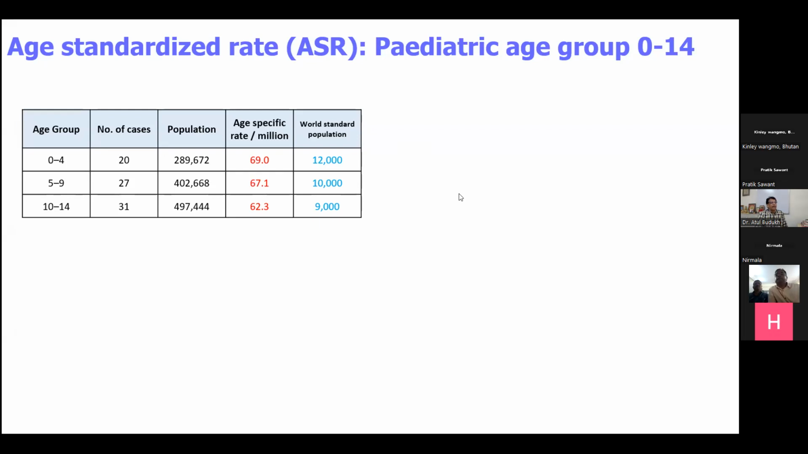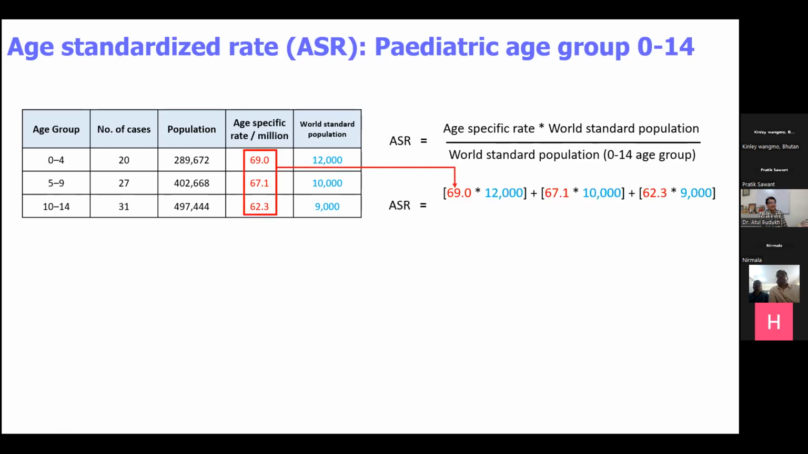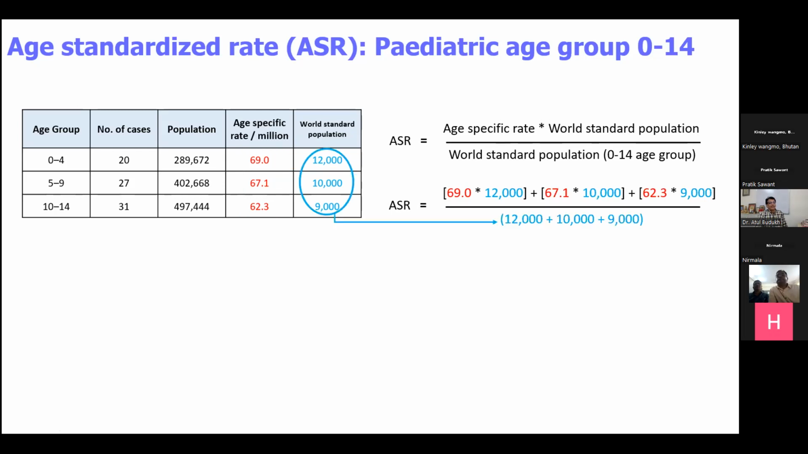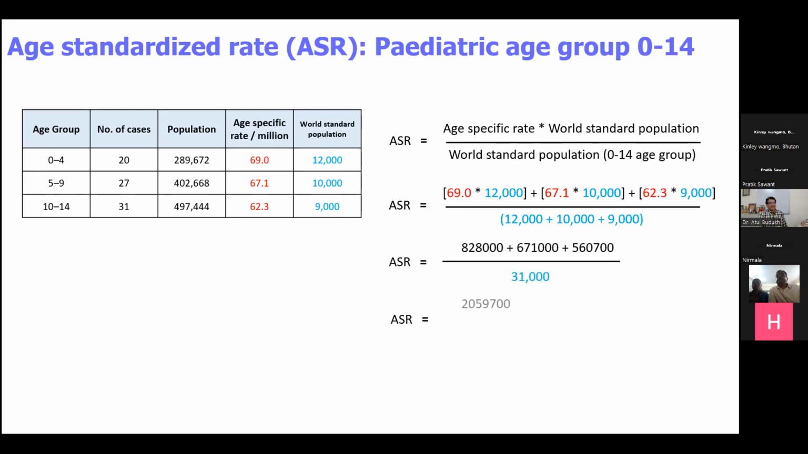Yes, you multiply here by 1 million, because the pediatric rates have been asked per 1 million instead of 100,000, correct? So it is very simple, 20 into 289,672. And again, you have to do the same procedure for the world standard population. Multiply into 12,000. And your rates will come as 66.4 per million.